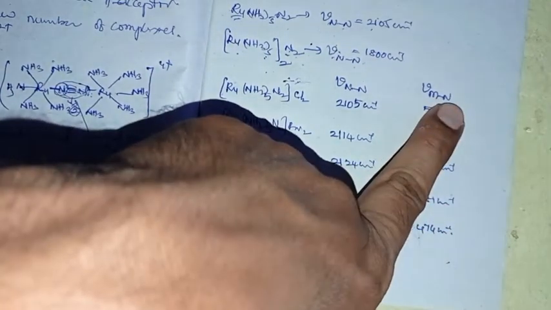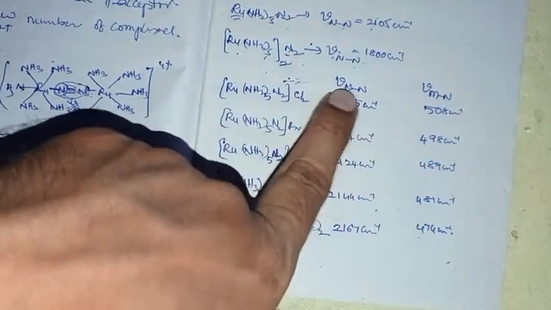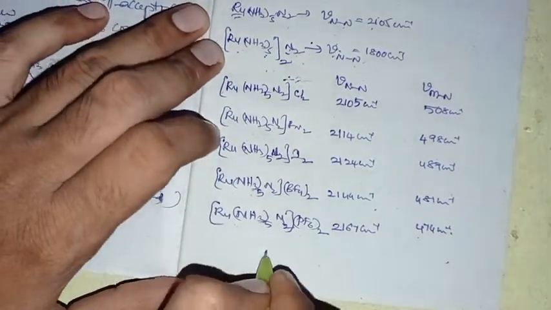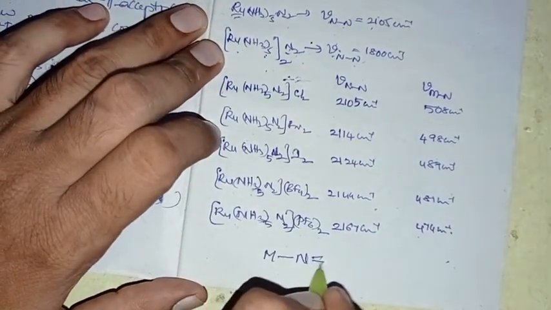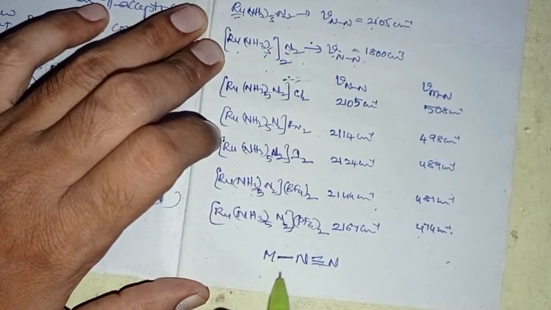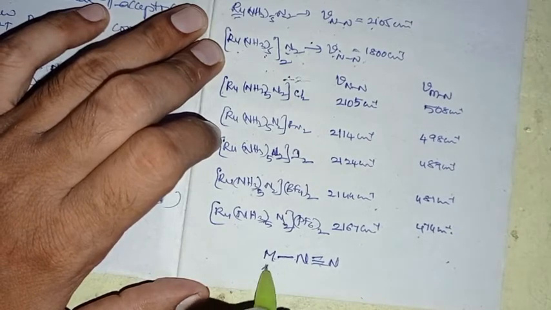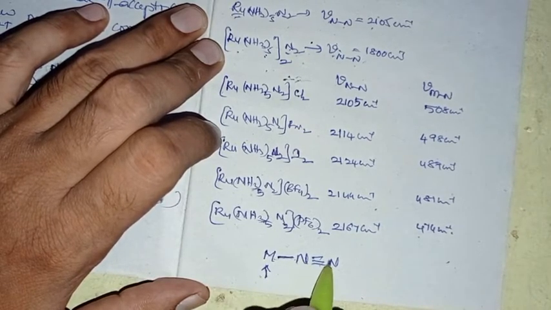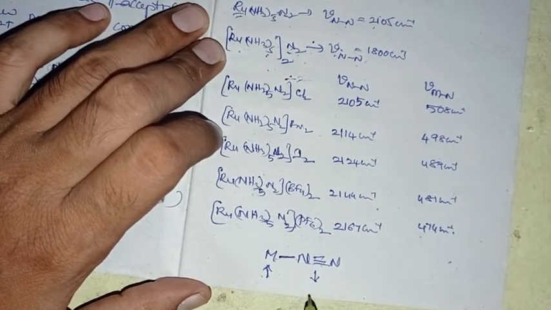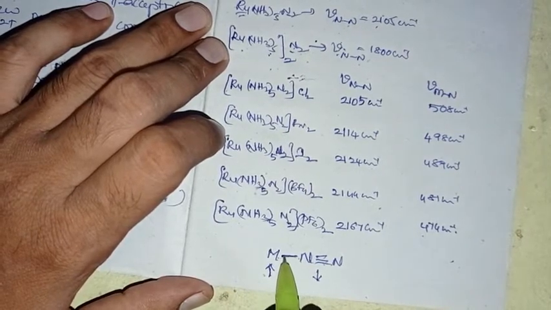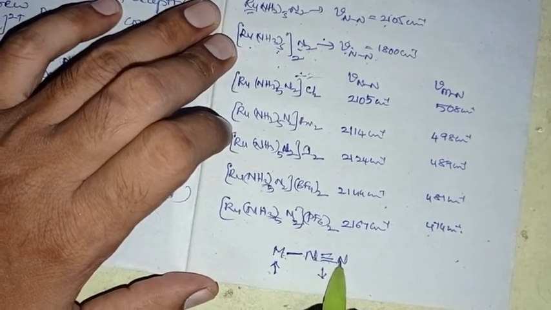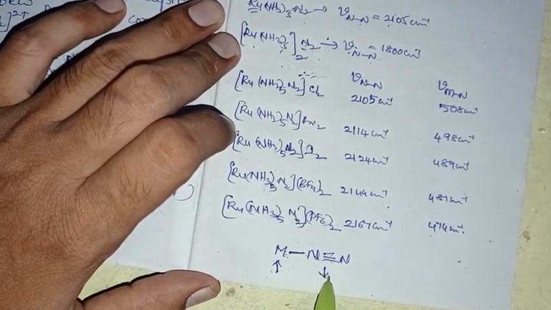When the metal-to-nitrogen bond order increases, the nitrogen-to-nitrogen triple bond order will decrease. When the metal binds with the nitrogen of dinitrogen and the metal-to-nitrogen bond gets strengthened, the nitrogen-to-nitrogen bond becomes weaker. That means when the metal-to-nitrogen bond order is increasing, the nitrogen-to-nitrogen bond order will decrease.